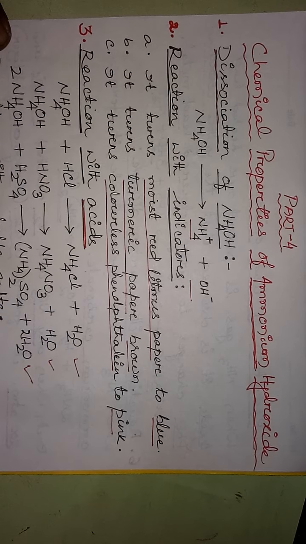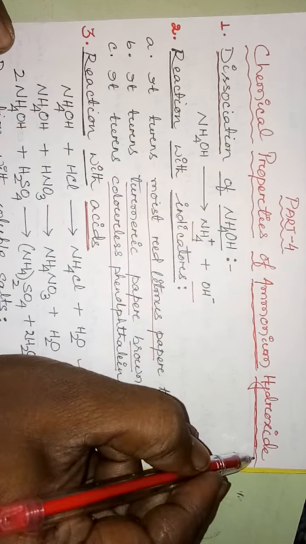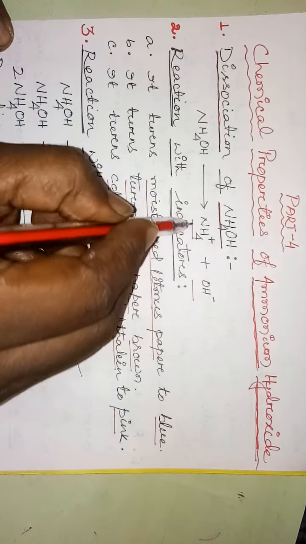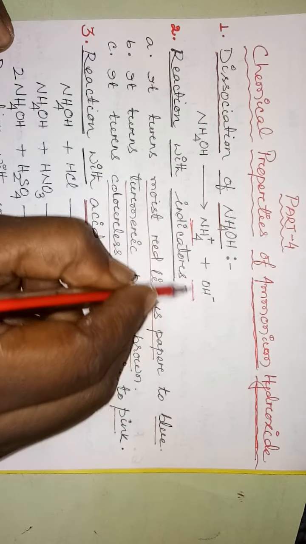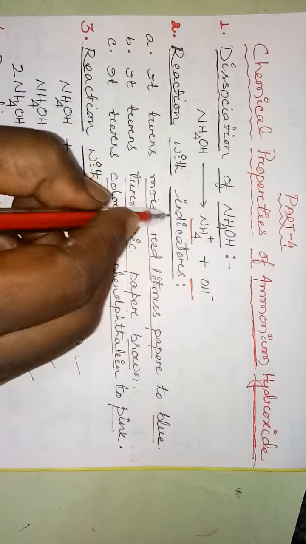Today we will discuss another part of your study of compound ammonia, the chemical properties of ammonium hydroxide. Ammonium hydroxide on dissociation produces ammonium ion and hydroxyl ion. Another property is reaction with indicators.